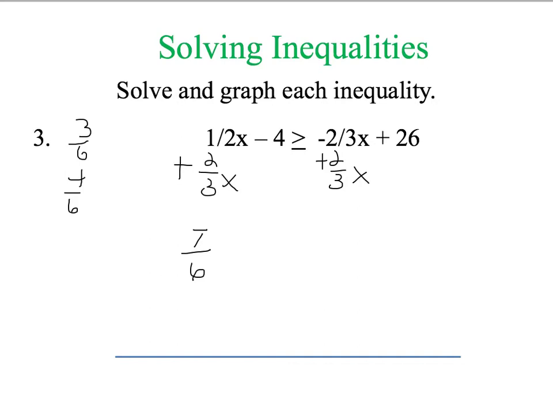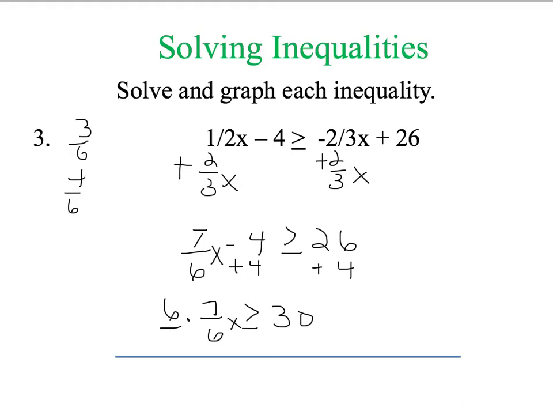Then minus 4 is greater than or equal to 26. Now I'm going to add 4 to the right. Here I have 7/6x is greater than or equal to 30. Then to get x by itself, I need to multiply by the reciprocal. This will cancel.